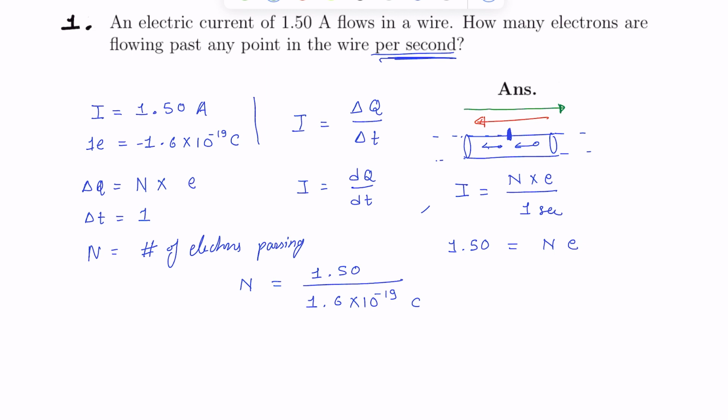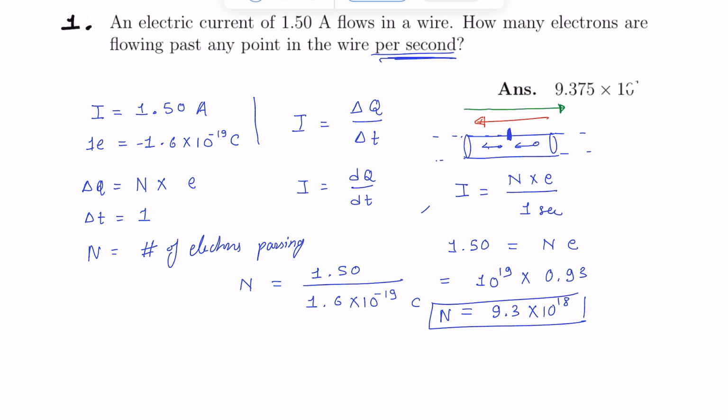So that's why we don't include the negative here, and you just divide these numbers. It will be 10 to the 19 on the top times 1.50 divided by 1.6, so it's 0.93, which is the same as 9.3 times 10 to the power 18 electrons. Let's see if the answer is correct. There you go, 9.3 times 10 to the 18.